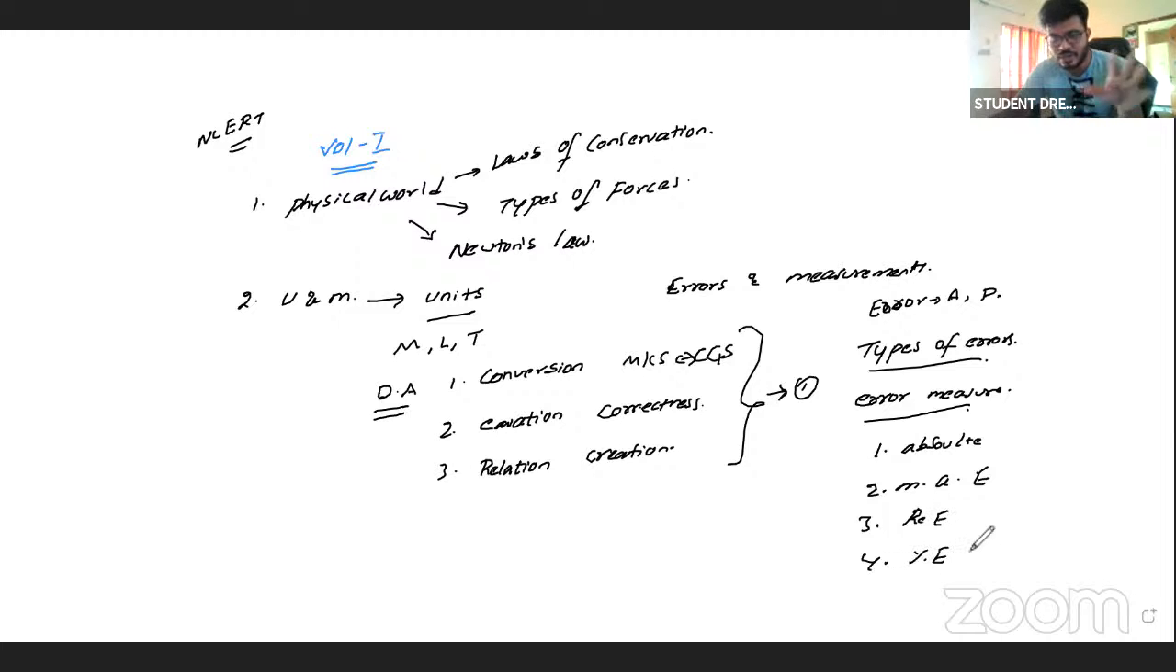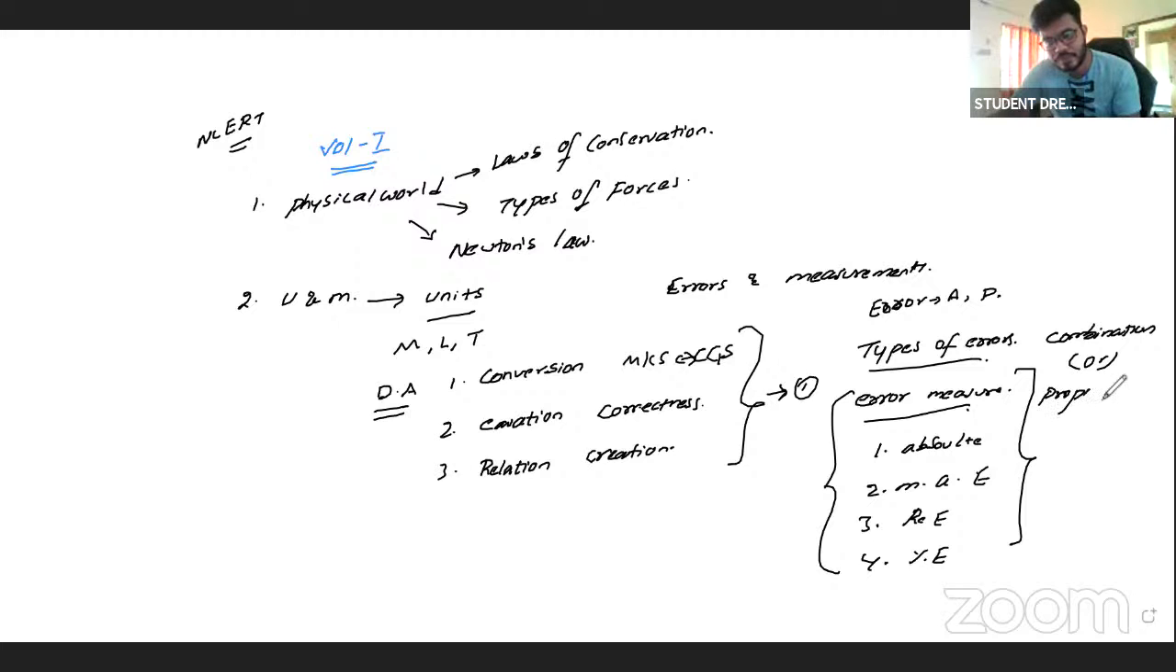Since I'm only telling you the contents, I'm giving you the structures, that's it. Apart from these 4 steps, the rest is very theoretical and derivation-like, and it will take more time. So for NEET this type of questions won't be there. Apart from this, in error measurements there is one more thing called combination of errors, or propagation of errors. In this combination of errors or propagation of errors, there are 3 stages.